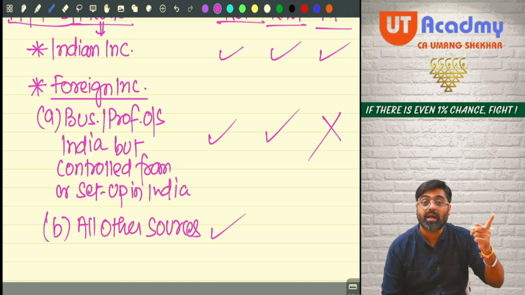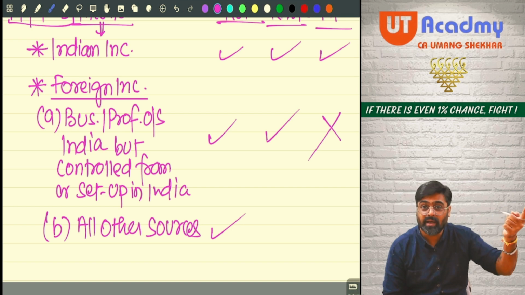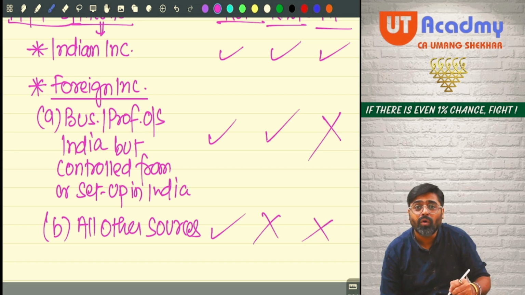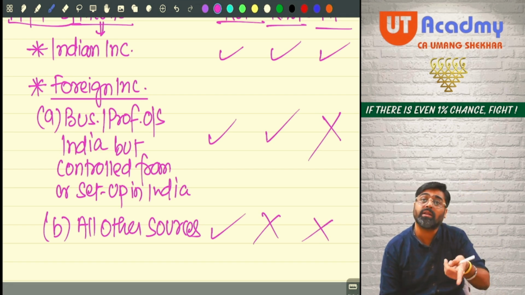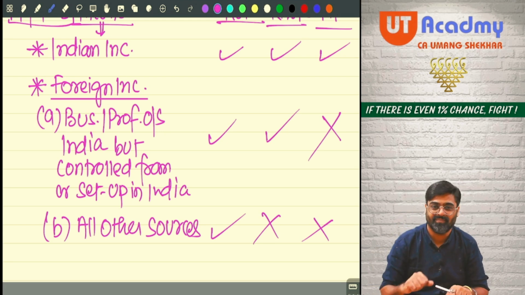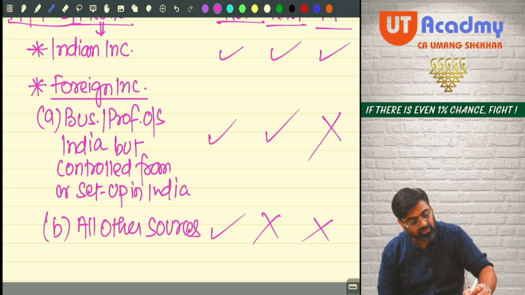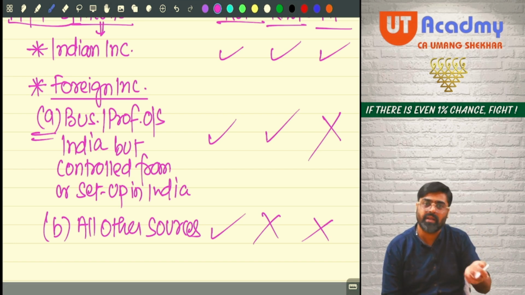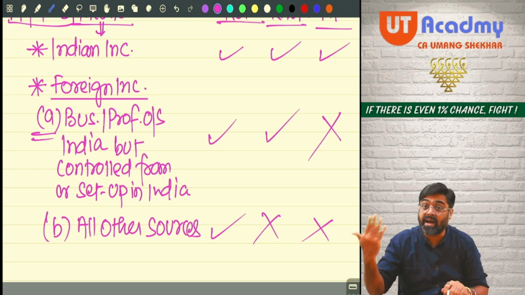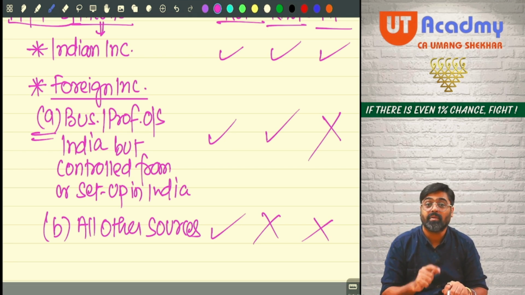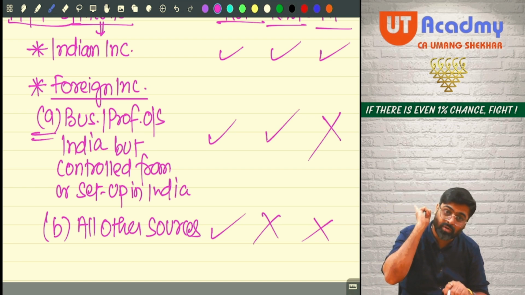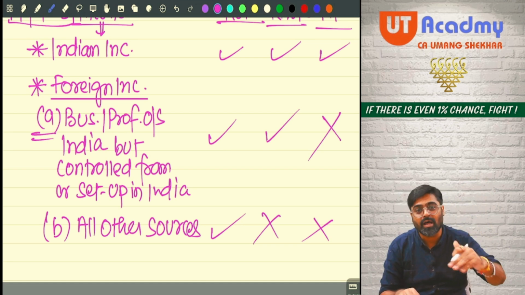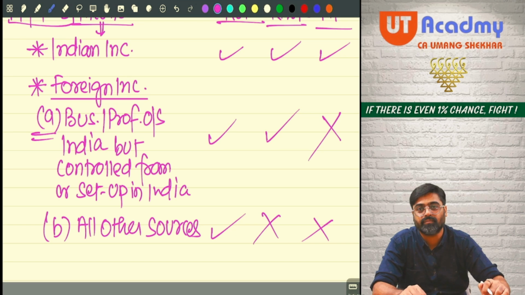Meaning that if you are RNOR earning this income or NR earning this income, will you include this income in the computation of your total income? No. It is includable as per section 5. It is includable in the computation of total income only of ROR. Will you include this part A income in the computation of your total income if you are NR? No. It is includable in the computation of total income only of residents, meaning ROR as well as RNOR. But if you are earning Indian income, you have to include it in the computation of total income always. Whatever may be your status, ROR, RNOR, NR will not make any difference.